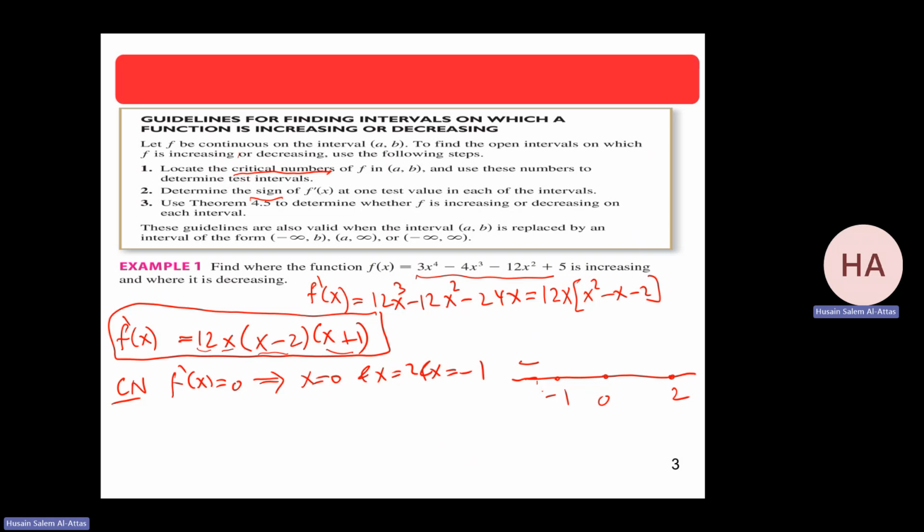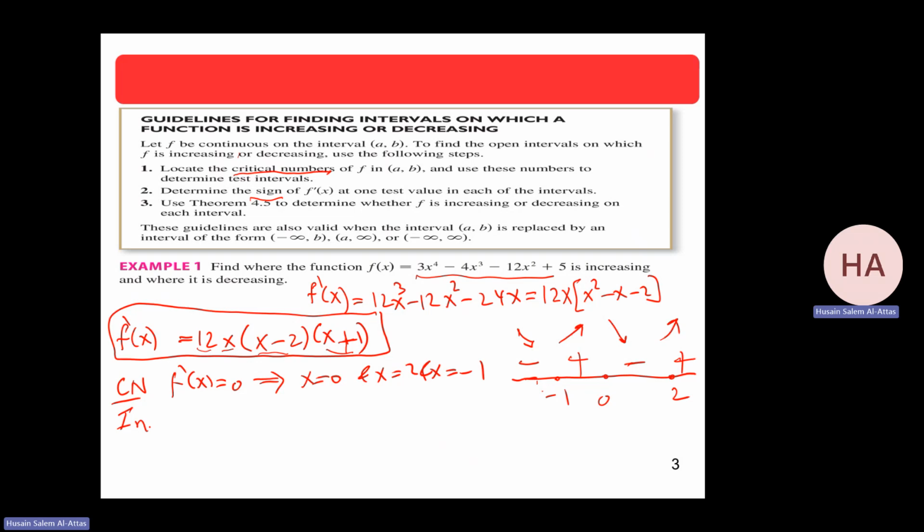Take a value between minus 1 and 0, minus half. It will be negative, negative, then positive. Minus half plus 1 is half, so it's positive. So that will be plus. Between 0 and 2, take 1: 12 times 1 times minus 1 times 2, so it's negative. More than 2, take 3: positive, positive, positive, so that will be positive. So it will be decreasing, then increasing, then decreasing, then increasing.